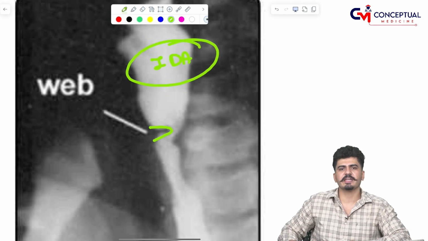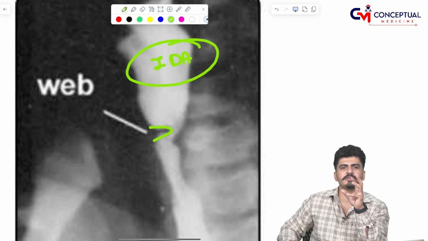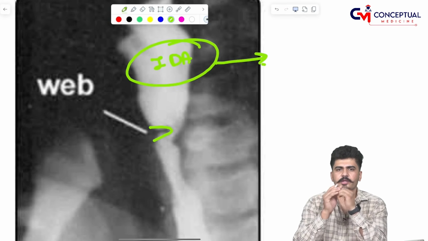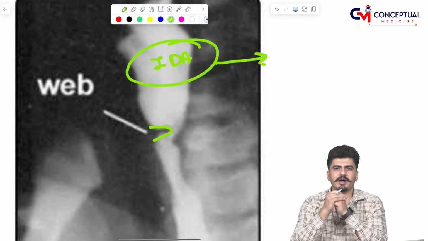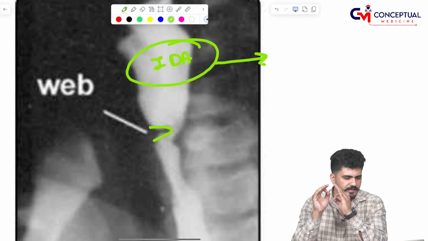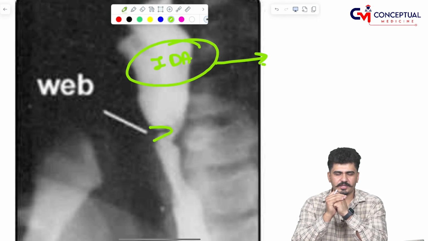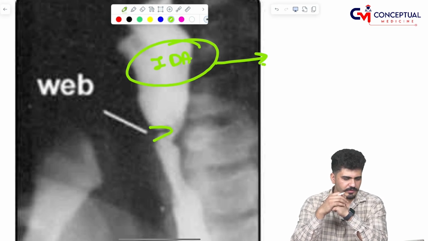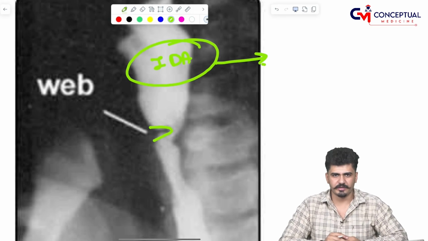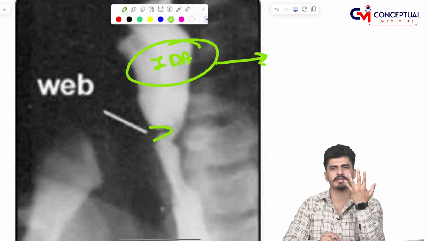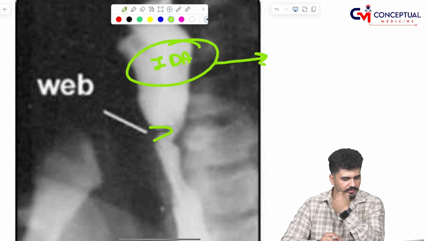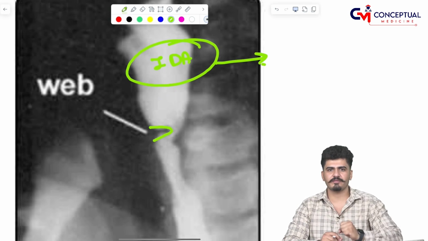What are the features of iron deficiency anemia? Can you tell me a clinical feature of iron deficiency anemia? Yesterday itself, I taught you in another session of pathology. The day before yesterday, we talked about iron deficiency anemia. Can you tell me the feature you are going to see on the nails? Yes, koilonychia is a clinical feature we see, sir.